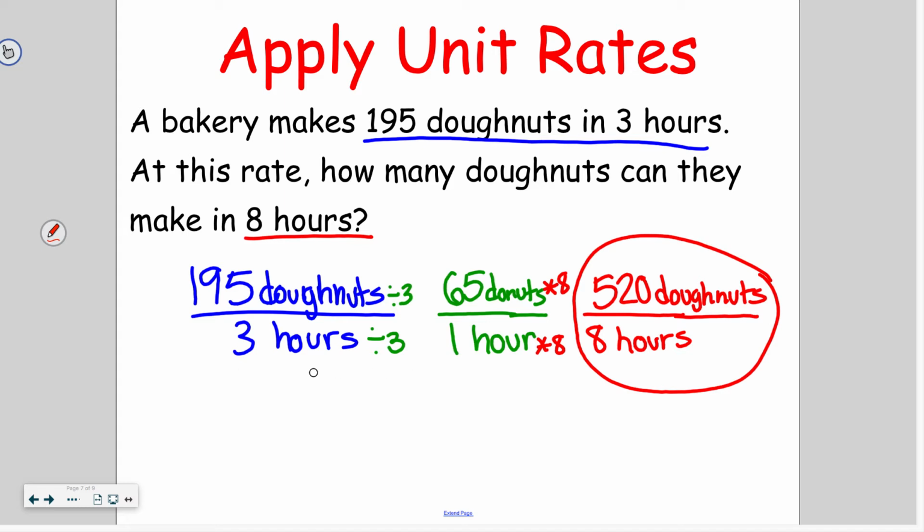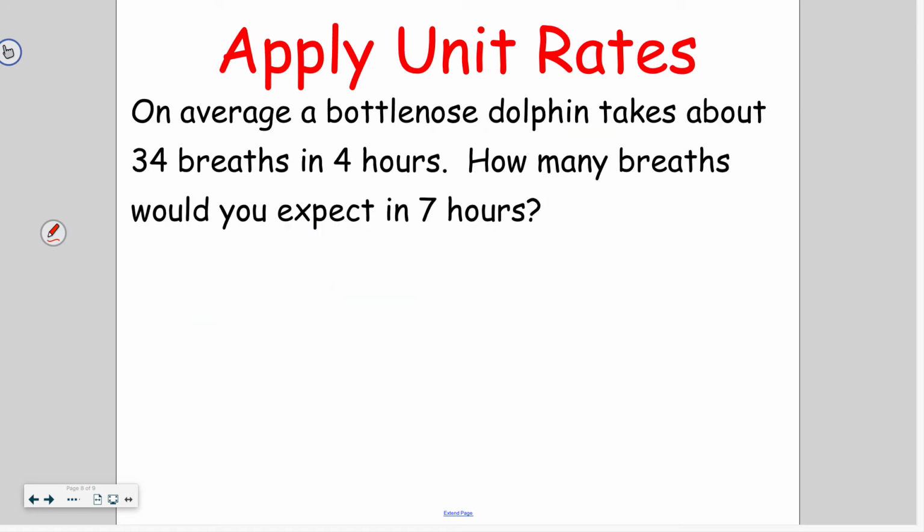So we're taking that second step of going beyond and using the unit rate. We started with our initial rate, 195 donuts in 3 hours. We converted that into our unit rate, 65 donuts in 1 hour. There's that 1 on the bottom, so it's a unit rate. Then I needed to take that bonus step of getting to 8 hours, multiplying both of those values by 8. I ended up with my 520 donuts in 8 hours. Go ahead, pause the video, try this one on your own, hit play to check your answer.